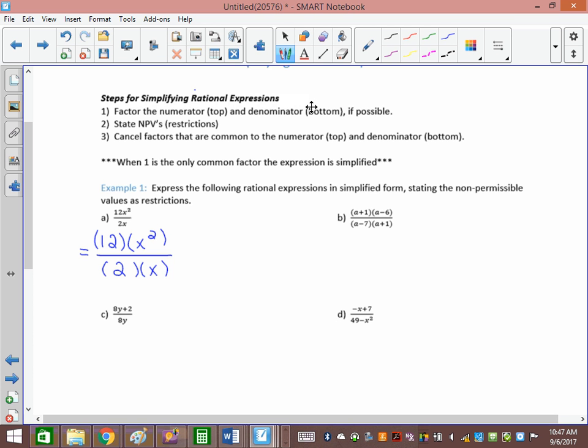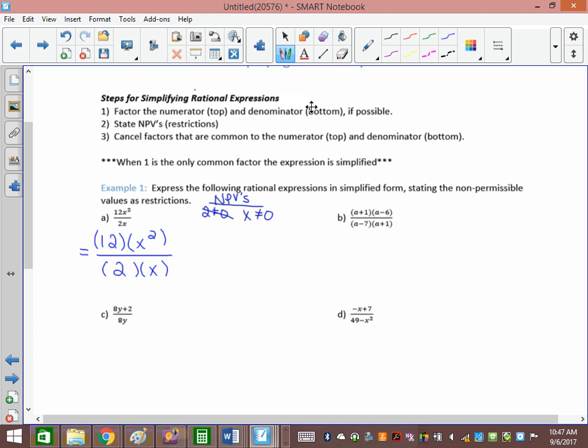Now I can say to myself, what can I take out of them? But before I cancel anything off, what do I have to do? State NPVs. So I have my NPVs here. I would have 2 can't equal 0. But I don't worry about that one because there's no variable. Yeah? And the other one would be? X cannot equal 0. So the only NPV here is x can't equal 0.